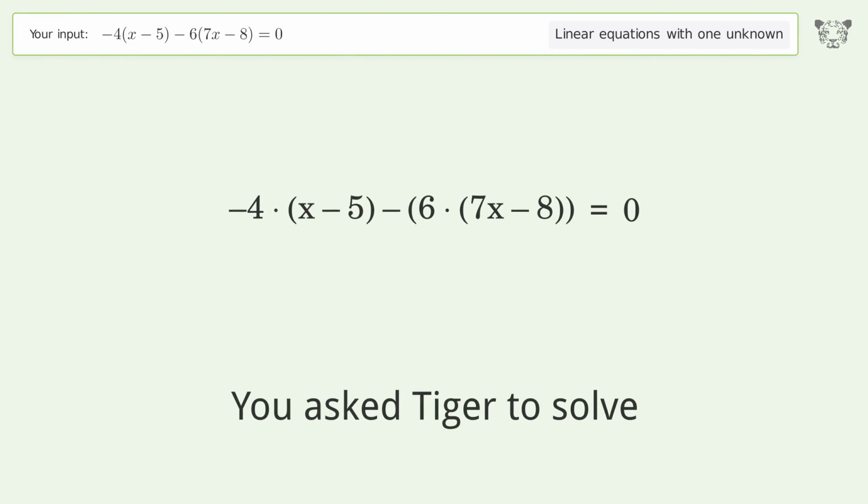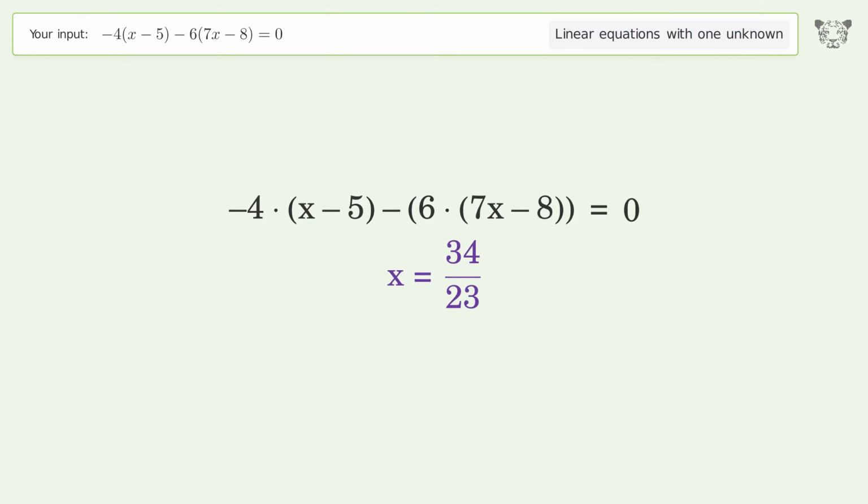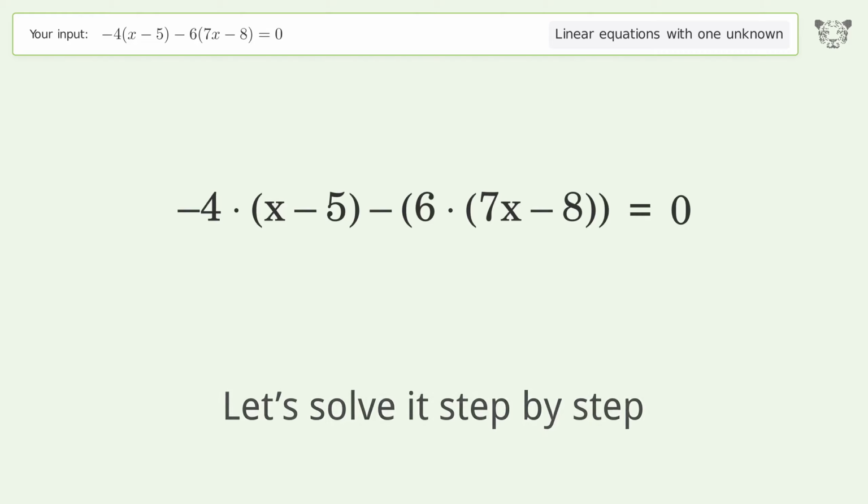You ask Tiger to solve. This deals with linear equations with one unknown. The final result is x equals 34 over 23. Let's solve it step by step.